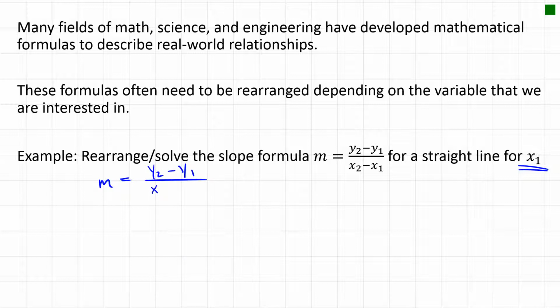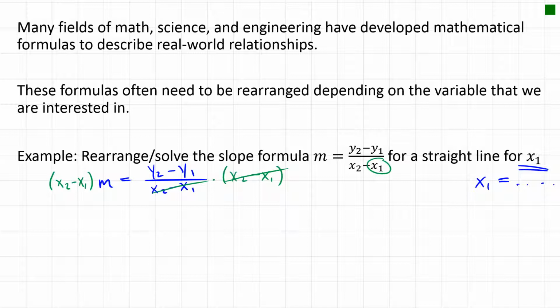What that means, I'll talk about our end goal before we get to the process, is that we want to say x1 is equal to something. So right now x1 is down here in the denominator. That's a problem. We need to get it up into the numerator. The first thing we're going to do is get this denominator, x2 minus x1, out of there. So we multiply each side by x2 minus x1, and that removes it from the denominator and puts it up into the numerator on the other side of the equation.